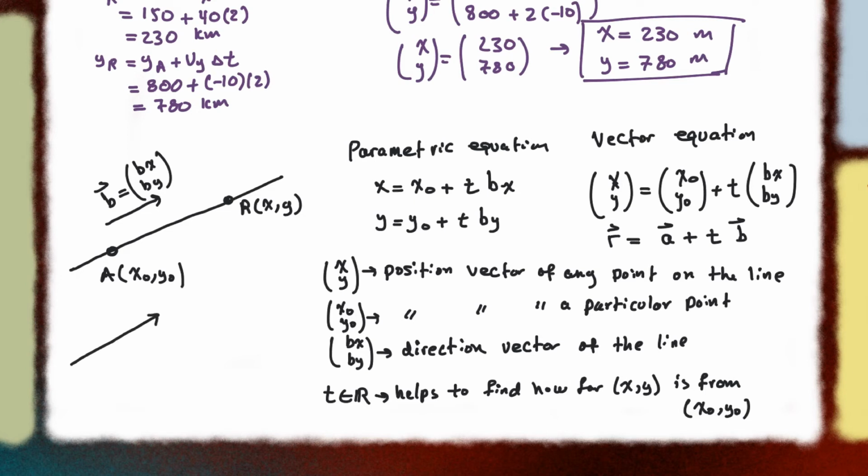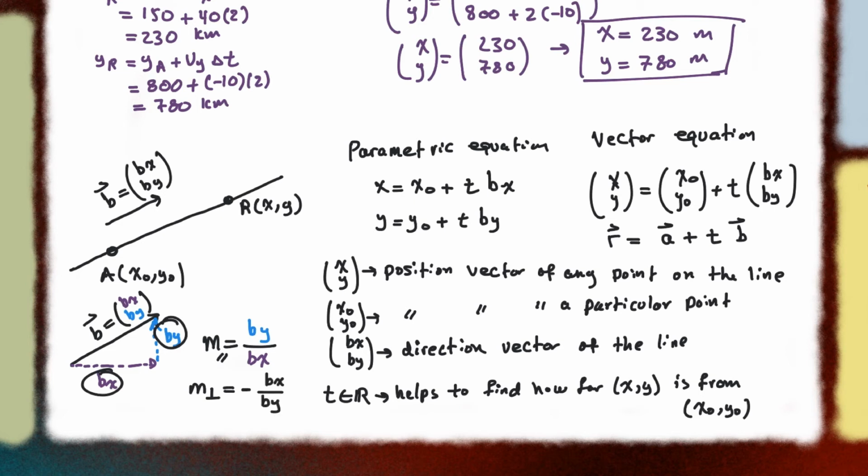Note that if we were to draw our direction vector, it will have an x component bx and y component by. The t value, if it was positive, means it's going in the direction of our position vector, and if t was negative, it's going in the opposite direction. The slope is rise over run, so that's by over bx, and that is the slope of a line which is parallel to our line. And if we want the slope of a line which is perpendicular to our line, that's just the negative reciprocal, so it's negative bx over by.